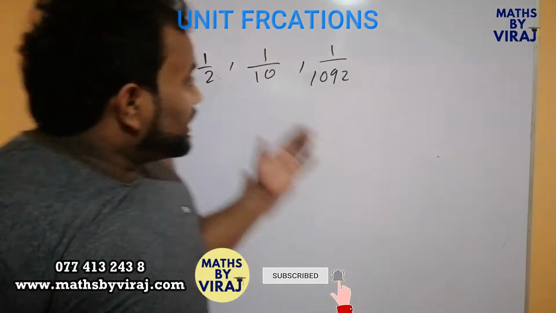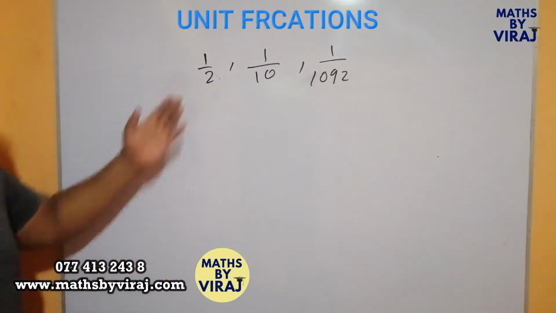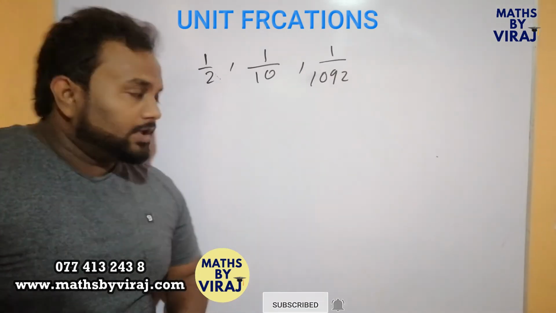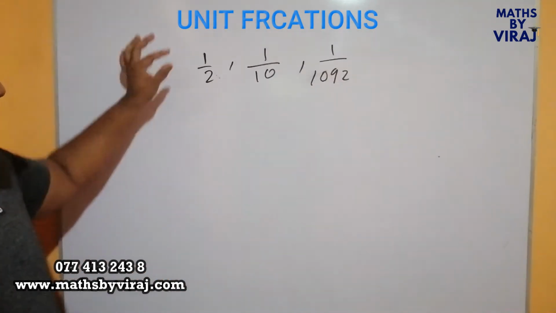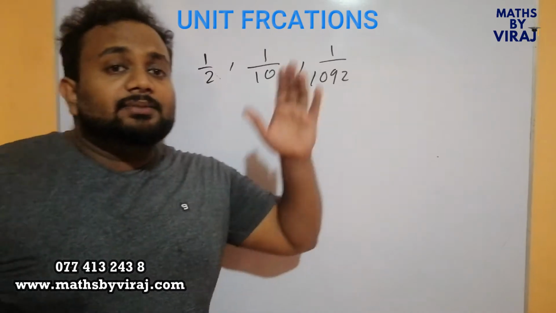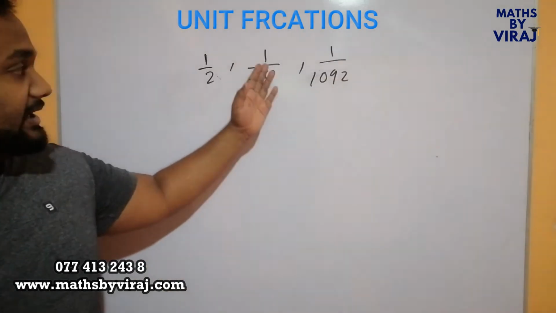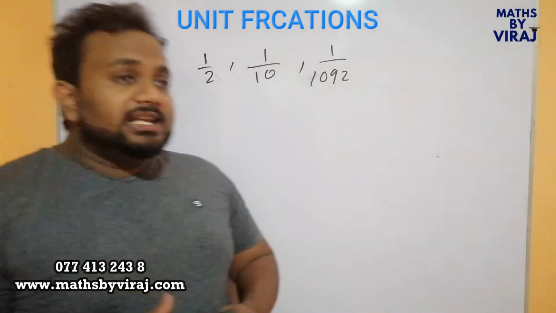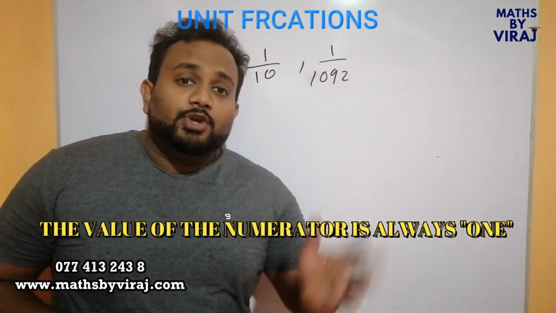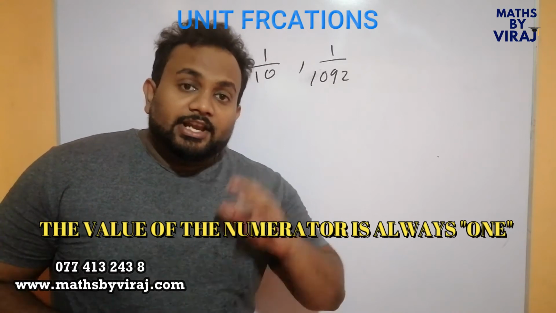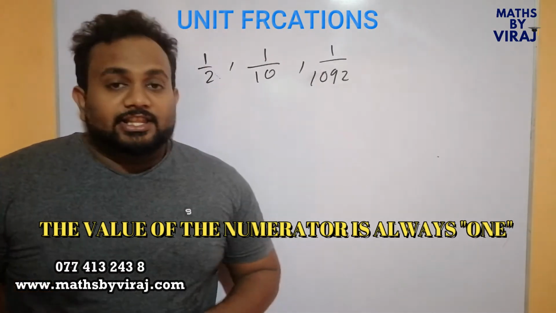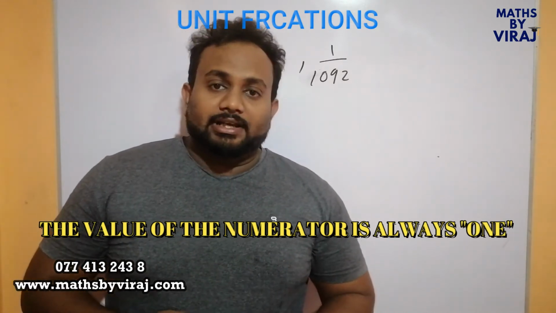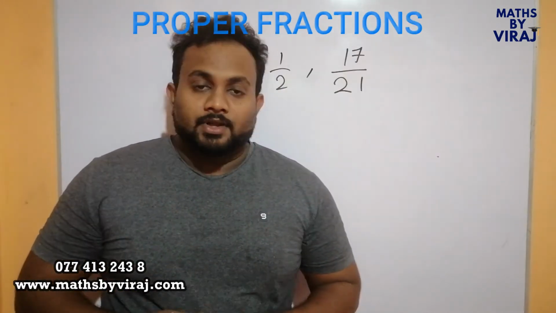Now children, if you look at the examples on the board, we have half, 1/10 and 1/1092. What you should understand is that whatever the denominator may be, the numerator is always 1 in these examples. So these are known as unit fractions. In unit fractions, always the numerator has a value of 1, whatever the denominator it may be.